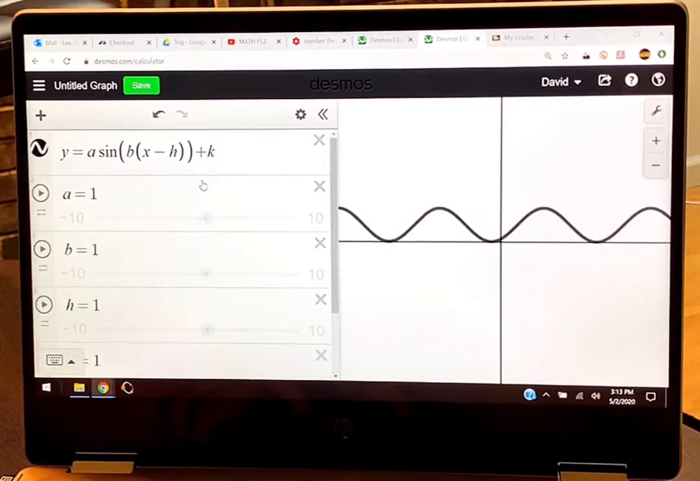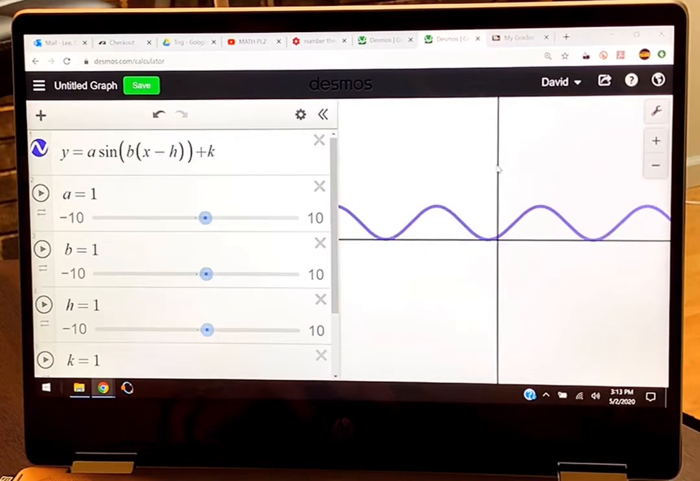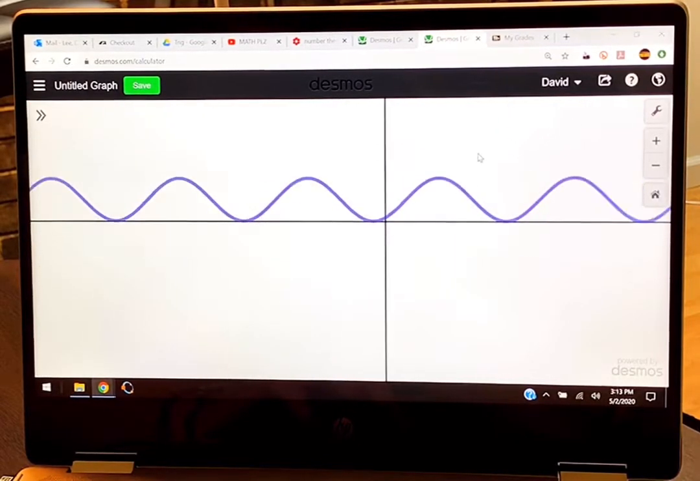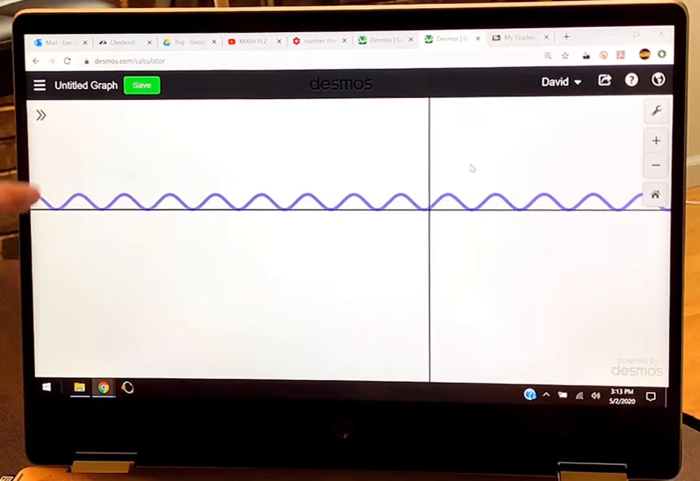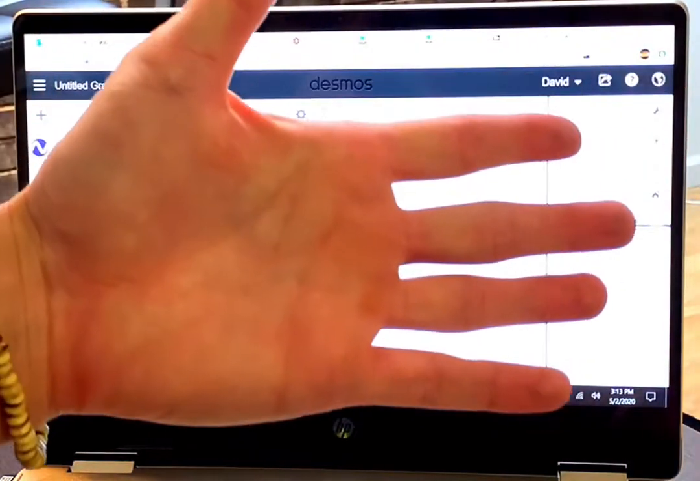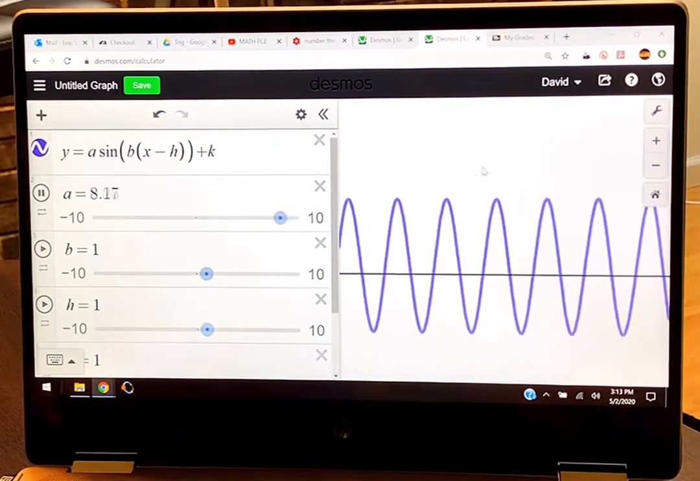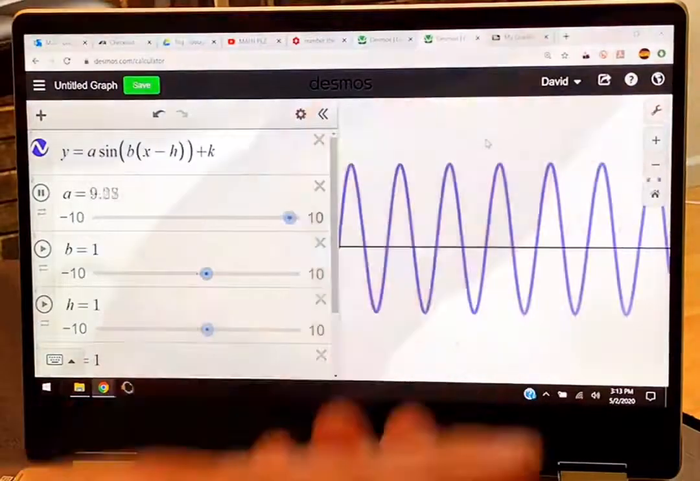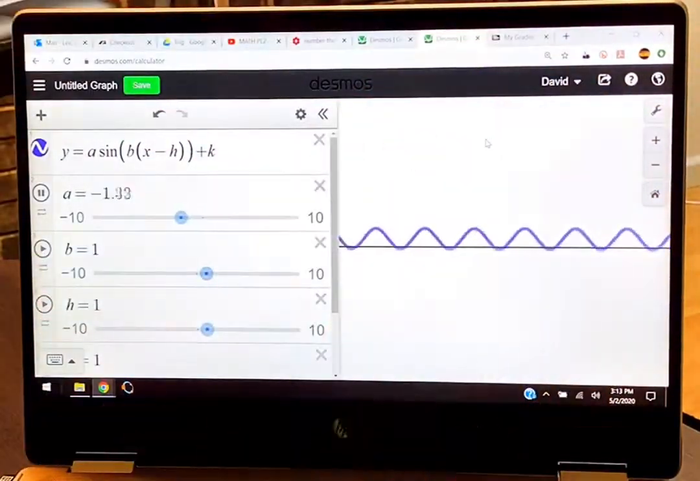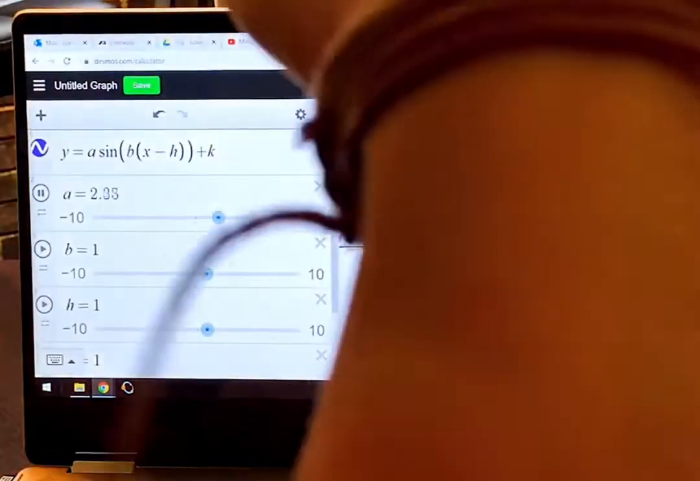Let me activate all sliders. Let's go RCHS purple. Folks, you're looking at a sine wave. This is what a sine wave looks like. It's the same piece repeating over and over and over forever. Let's play slider A. What does A control? A controls what we call the amplitude. It controls sort of how tall it stretches, like a slinky. It also controls the orientation, whether it goes up or whether it goes down.